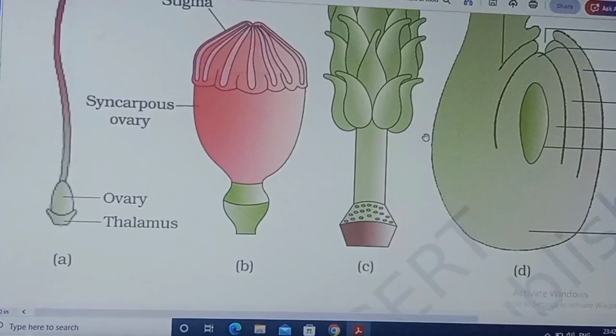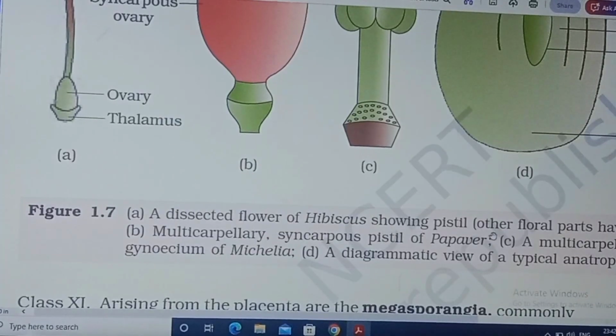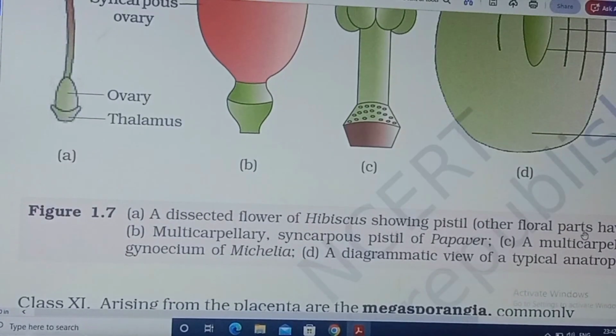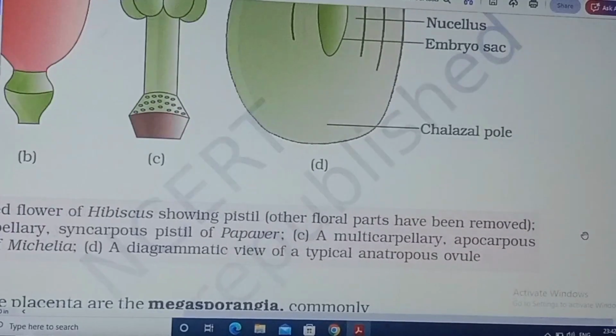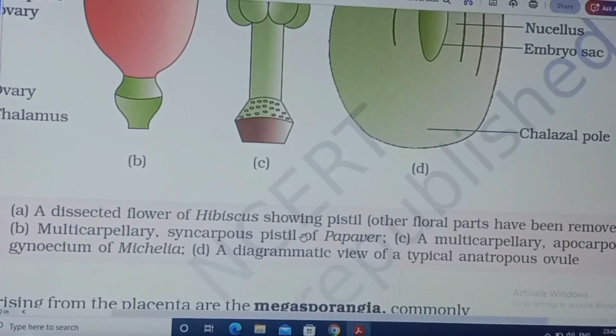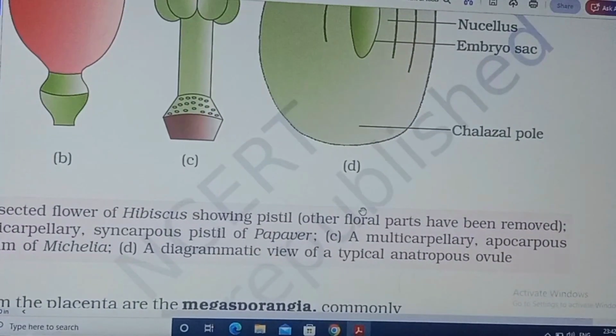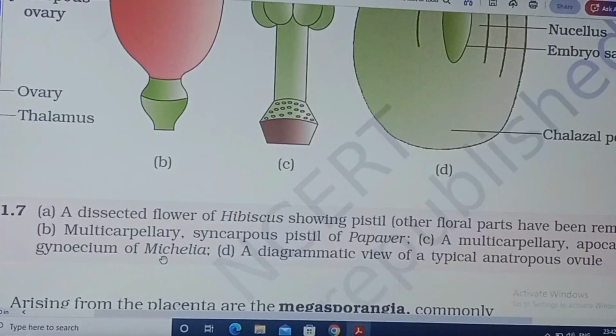This is a dissected flower of the hibiscus showing the pistil. Other floral parts have been removed. The second one, B, is the multicarpellary syncarpous pistil of papaver. C is the multicarpellary apocarpous gynoecium of Michelia. D is a diagrammatic view of a typical anatropous ovule.